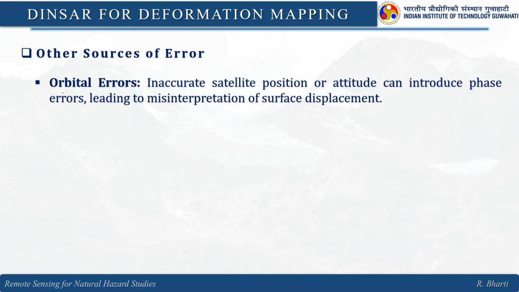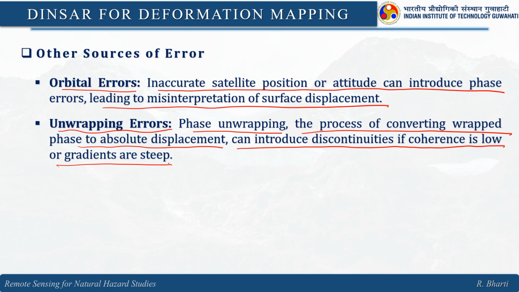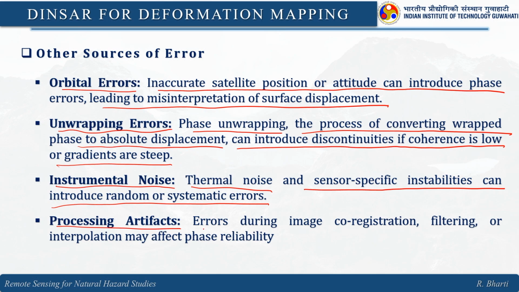Other sources of error, we have the orbital error. Inaccurate satellite position or altitude can introduce phase error leading to misinterpretation of the surface displacement. Then unwrapping error, phase unwrapping, the process of converting wrapped phase to absolute displacement, can introduce discontinuities if coherence is low or gradients are steep. Instrumental noise, thermal noise and sensor specific instabilities can introduce random or systematic error. Processing artifacts, errors during image co-registration, filtering or interpolation may affect phase reliability.